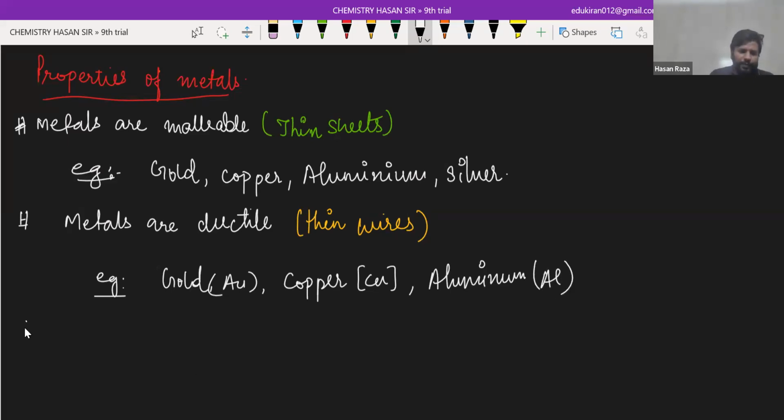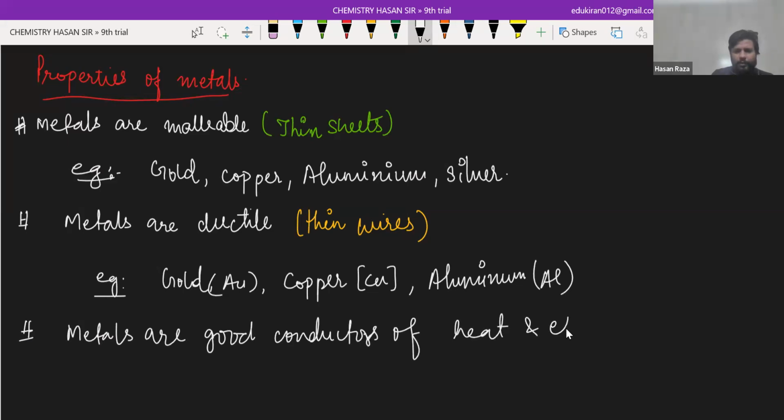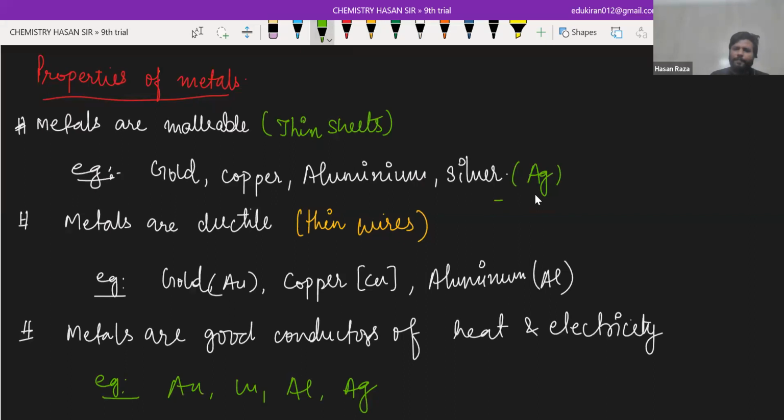The third property is that metals are good conductors of heat and electricity. Again you can see examples: gold, copper, aluminium, lots of metals. Silver is denoted by Ag. Please do write it.